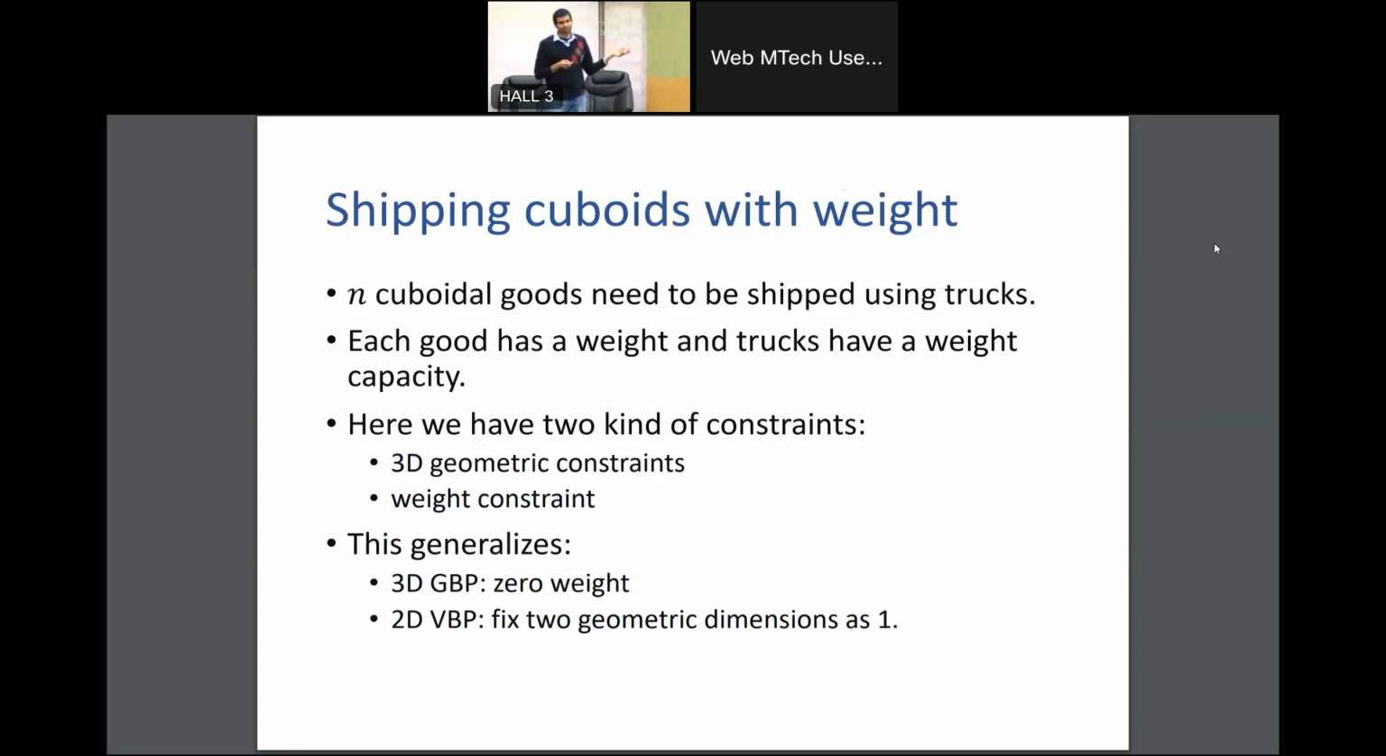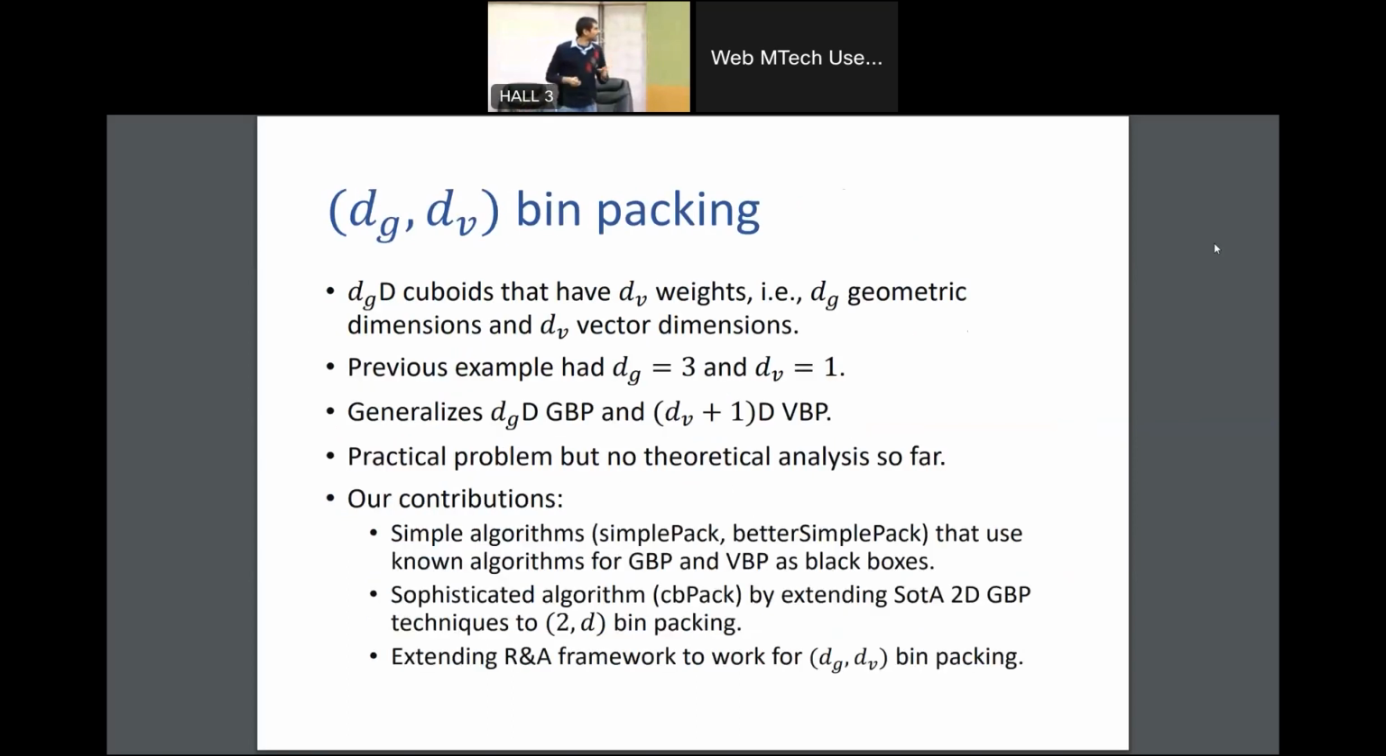And if we fix two of the geometric dimensions to be equal to 1, then this problem is exactly the same as two-dimensional vector bin packing. So we can actually generalize this further, and the problem that we get is called DG-DV bin packing. We have DG-dimensional cuboids, and each cuboid has DV weights associated with it. And so we say that this problem has DG geometric dimensions and DV vector dimensions. And in the previous example that I talked about, DG was equal to 3 and DV was equal to 1. So this generalizes DG-dimensional geometric bin packing and DV plus 1 dimensional vector bin packing.